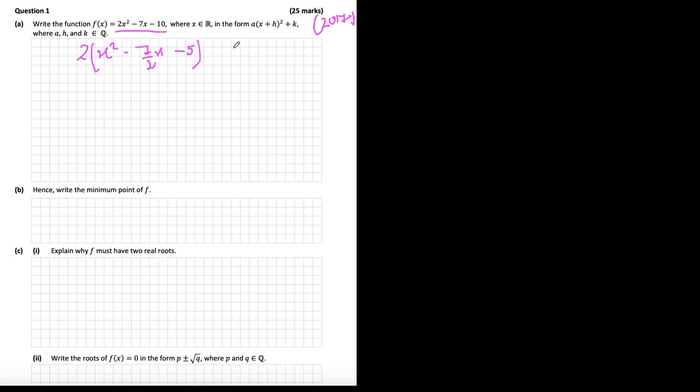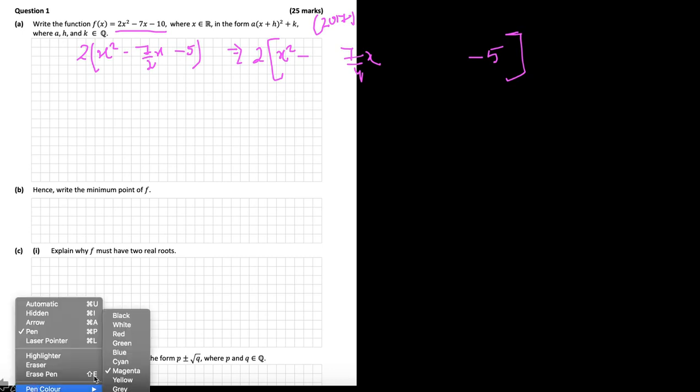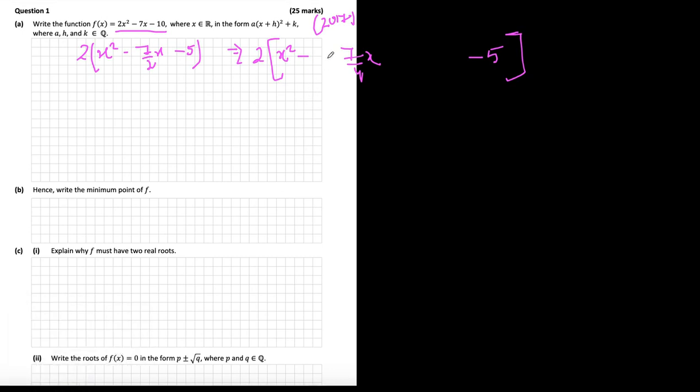Okay, so the next step will be 2, I'll put a bracket, x squared minus, which is my second step, 7 over 4 x, and then I will write minus 5 here. Okay, so let me choose a different color. Now the second step is I have to multiply by 2, so I will take a red color.